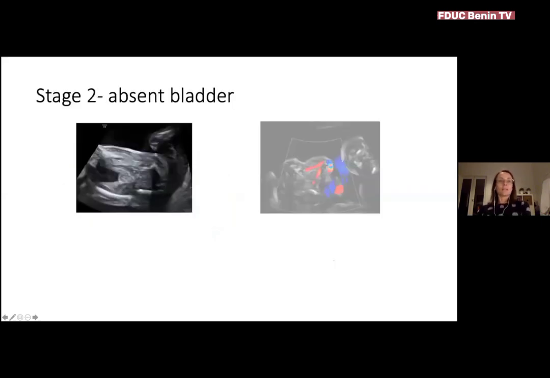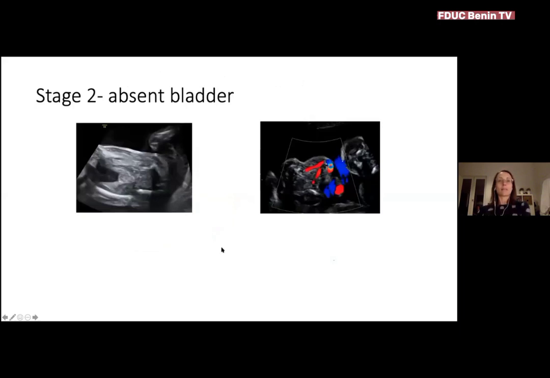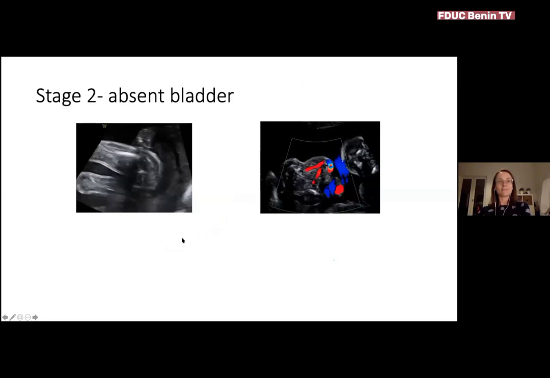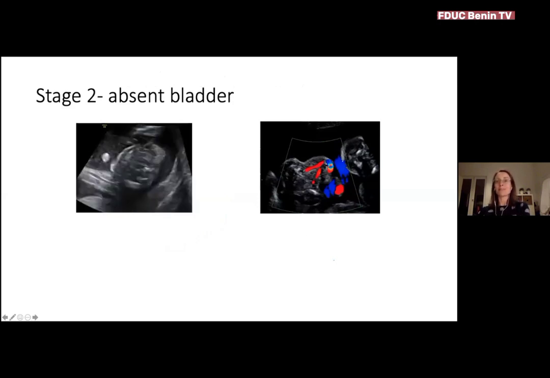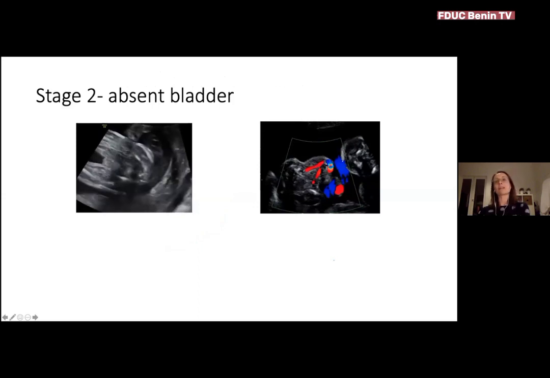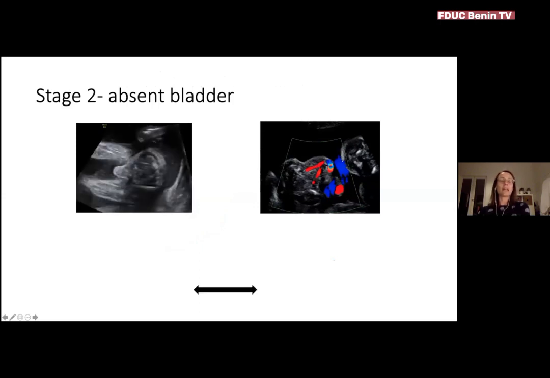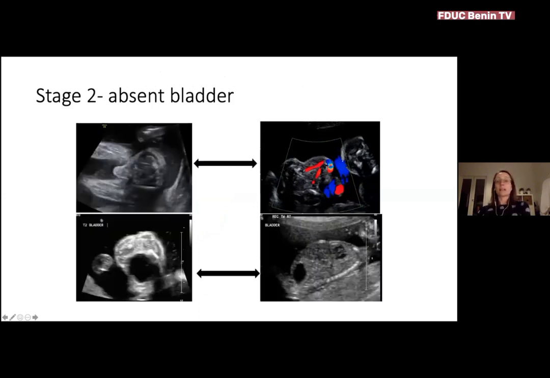So stage 2 is an absent bladder, which I think you would all know how to identify. You just don't see any fluid inside the bladder, and you can confirm that that is the right area of the bladder by looking at the umbilical arteries. And the recipient twin usually has a very large, tense looking bladder in comparison.